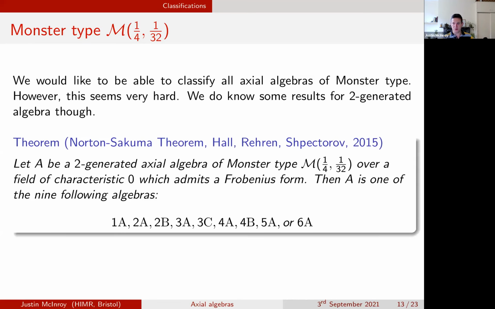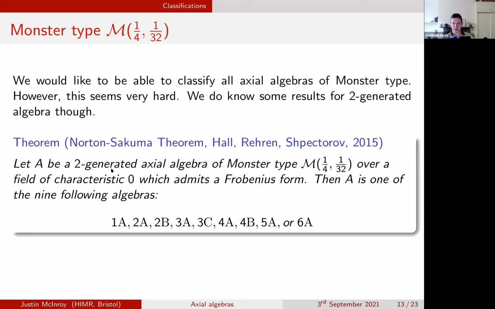And for a long time, since 2015, we've had this Norton-Sakuma theorem. This is a generalization of a theorem which was known for vertex operator algebras, VOAs. It was known for the Griess algebra, then it was known for Majorana algebras, then it was generalized to axial algebras. And I think now the characteristic 0 condition can be got rid of, and also the Frobenius form. I think in a very recent result, maybe last year, this can now be got rid of as well.